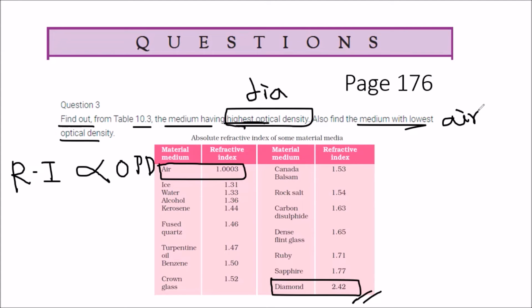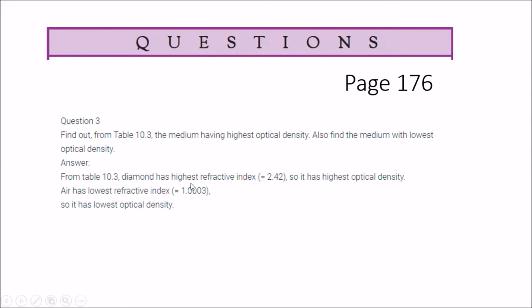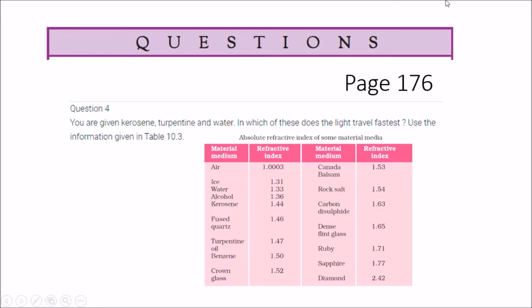So I believe you have understood the question and the answer from the table itself. You have to just observe and understand. You can see diamond has the highest refractive index, so it has the highest optical density, and air has the lowest refractive index or low optical density.